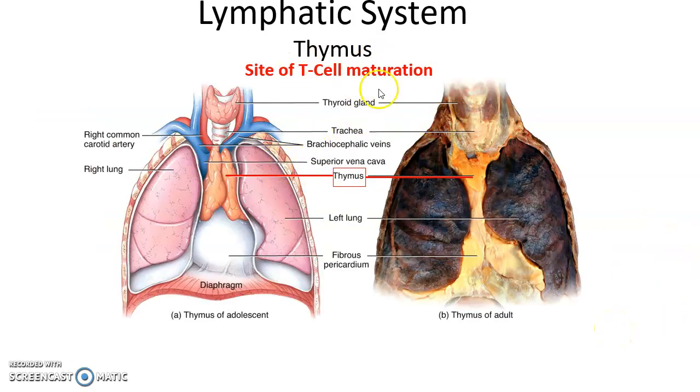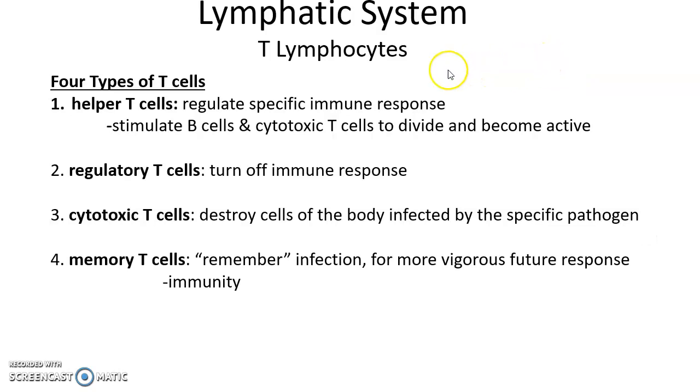Again, the thymus is for maturing T cells. It is found a little superior to the heart in the thoracic cavity. And there are four main types of T cells. We have the helper T cells. They regulate, they activate the specific immune response. They stimulate B cells to become plasma cells. They activate the cytotoxic T cells. These cells then divide many, many times and start fighting that very specific pathogen, one specific pathogen. Each helper T cell has its own specific pathogen it's screening for.